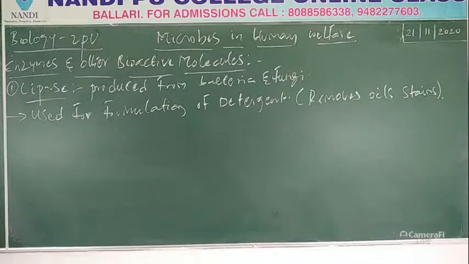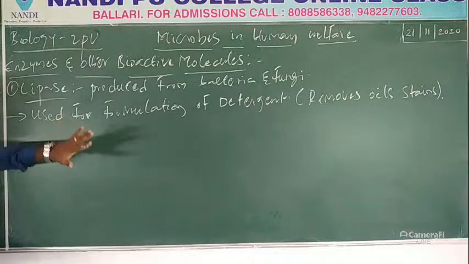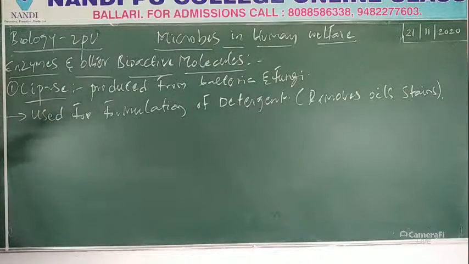Whatever detergents we are using for washing clothes, in those particular detergents, in industries they generally use what type of enzyme, children? A lipase enzyme. So if you use this enzyme in the formulation of detergent, these detergents can be easily used and can remove stains like oil as well as other types of stains.